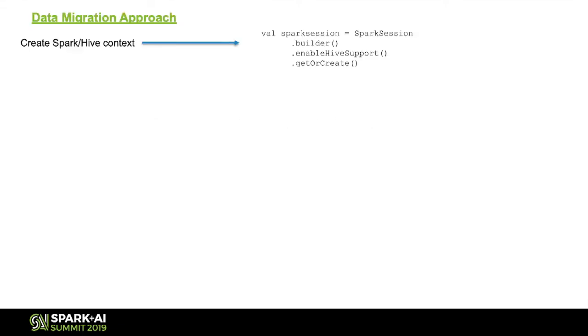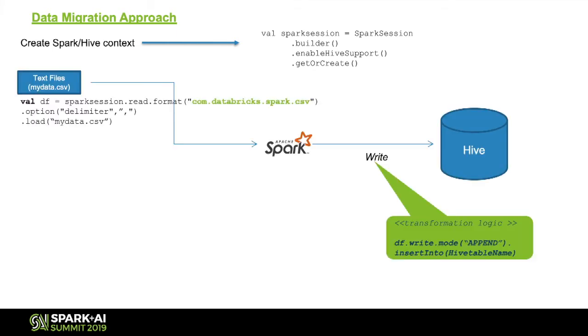So I'm taking the simple migration approach from the data engineering point of view. The first thing you do is create the Hive context. I'm just going through the code, right? So once you create the context, you say, I'll read my text file using Databricks spark.csv. I have my data frame. Simple, right? There is no data science in that. And you say dataframe.write, and insert into the Hive table. All set and done, right?